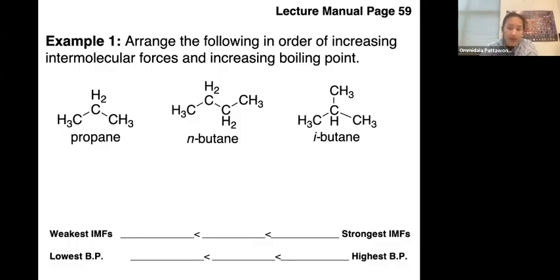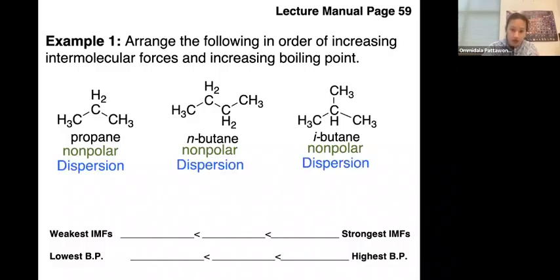If you're looking at propane and butanes here, you will see that the types of bonds, which are carbon-hydrogen and carbon-carbon, are non-polar, making all of these molecules non-polar molecules. Therefore, whenever you see carbon-hydrogen or carbon-carbon, note that those are going to be non-polar bonds. If you have a molecule that contains a lot of non-polar bonds, the molecule would be a non-polar molecule. So in this case, all of these are non-polar molecules. Therefore, the type of IMF present in these molecules would be dispersion.